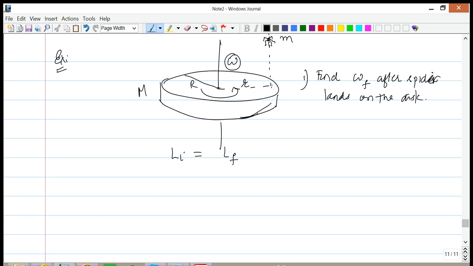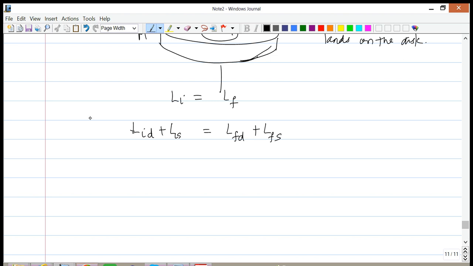Now, since this is a solid disk, we know the moment of inertia for the solid disk. In the beginning, we're going to write Li for the disk plus Li for the spider, and we'll do the same thing, Lf for the disk plus Lf for the spider. Very similar to what we did when we did momentum conservation. When we had bullet and block systems, we did momentum of the bullet, momentum of the block, and so on and so forth.